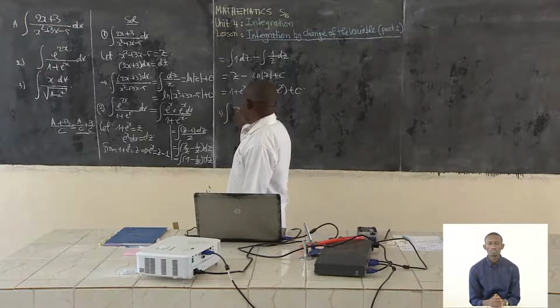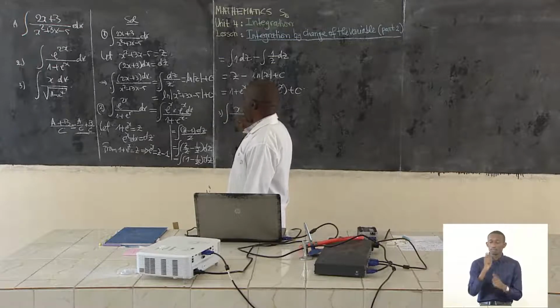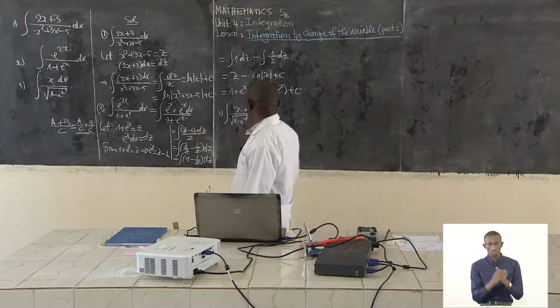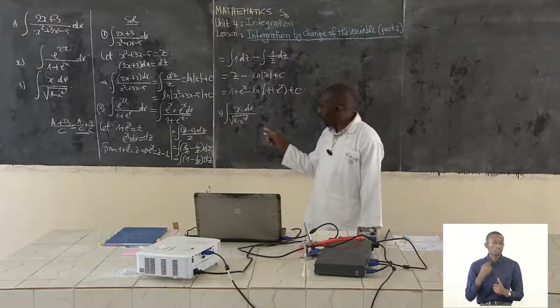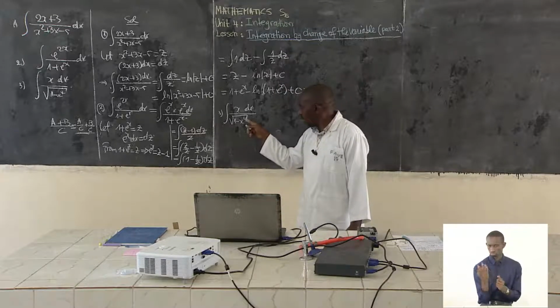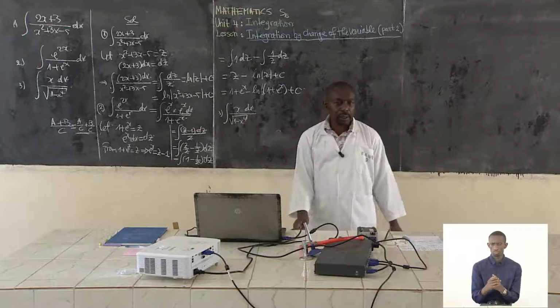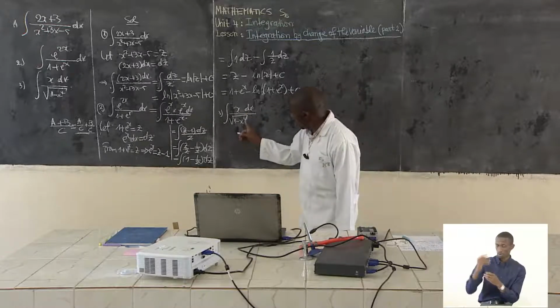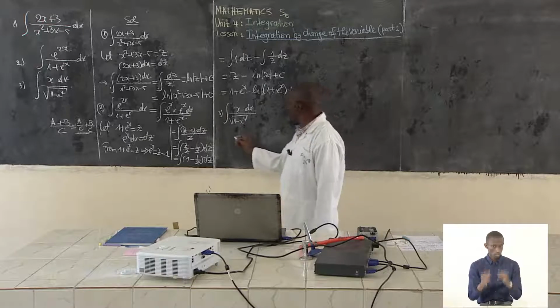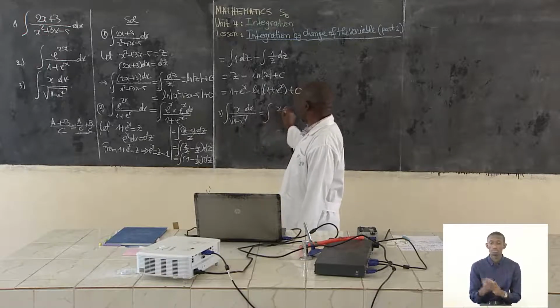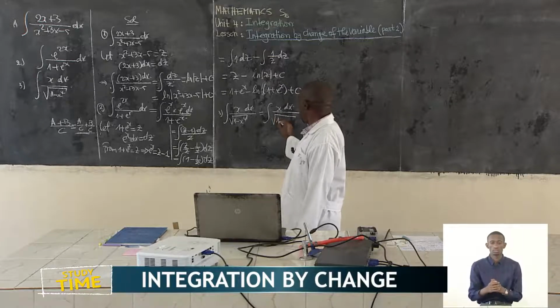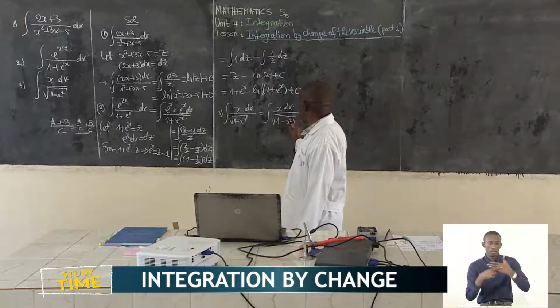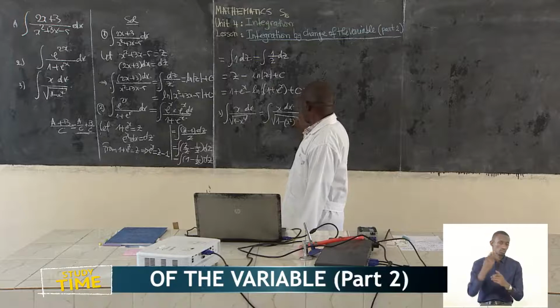The last: integral of x dx over square root of 1 minus x power 4. I have to make a relationship between x power 4 and x. This can be written as integral of x dx over square root of 1 minus x power 2, squared.